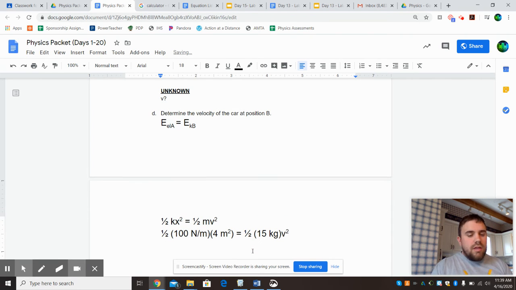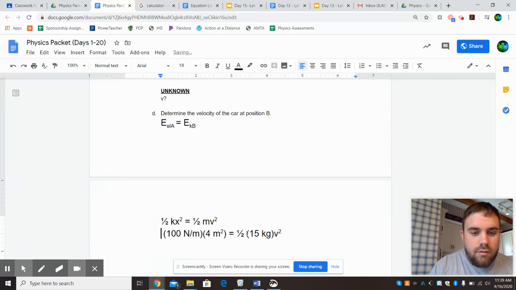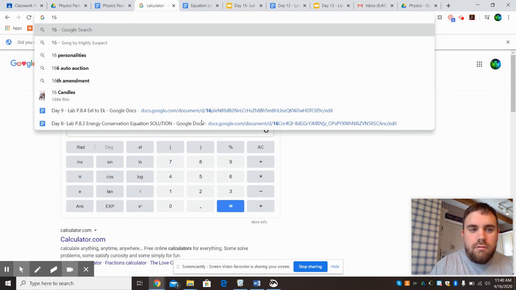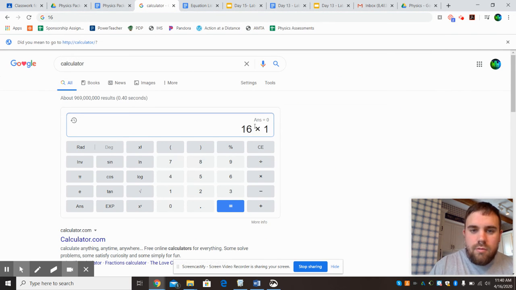Now, you can calculate all of this, but I'm going to help simplify it a little bit, since you have 1/2 on both sides, you can cancel those out. So I'm going to do that. Then we'll just take this to my calculator. The whole thing should be squared. So 4 squared is 16. 16 times 100 is 1,600. So 16 times 100 is 1,600, and then we're going to divide that by the mass of 15. And so that's a number.